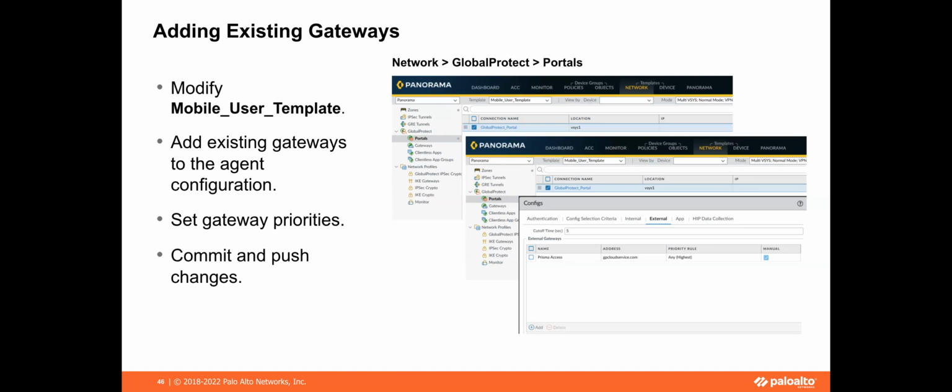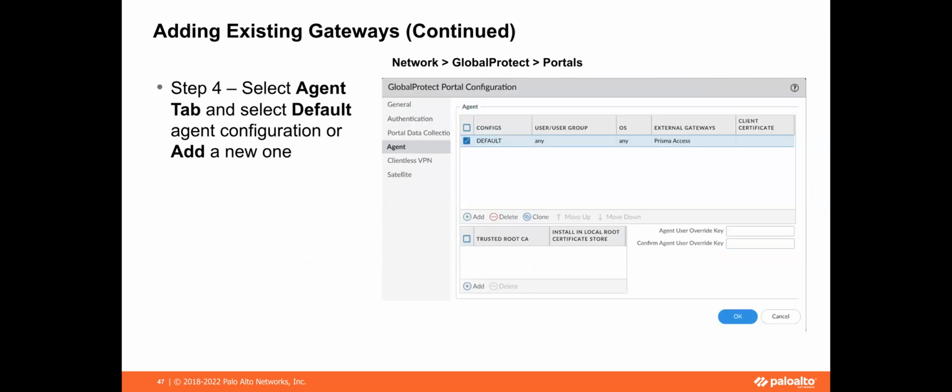Just to note here, Prisma Access automatically displays a single cloud services external gateway created as part of the onboarding. This MUSPN appears as a single listing, no matter how many actual MUSPNs are created by the service based on the enabled locations or the number of users connected. So it will only display one Prisma Access gateway. Select the agent tab, select the default agent, and add the new one. After you have added the new one, your gateway will be onboarded with the portal.